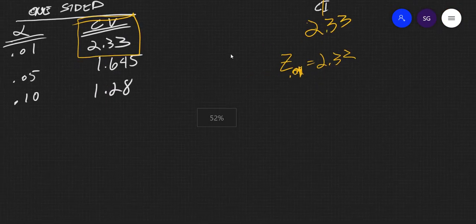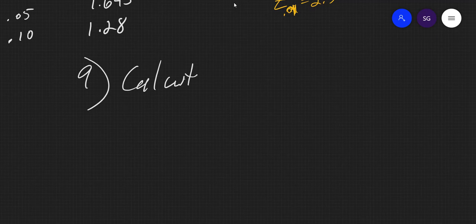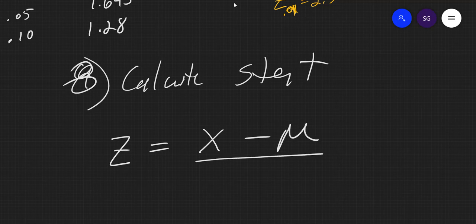Let's zoom out just a little bit. Let's go to number 9. Number 9 is calculate the stat. Nope, sorry, that's number 8. Number 8 is calculate the stat. Well, a Z calculation is relatively simple for us. This is going to be x minus mu over sigma.